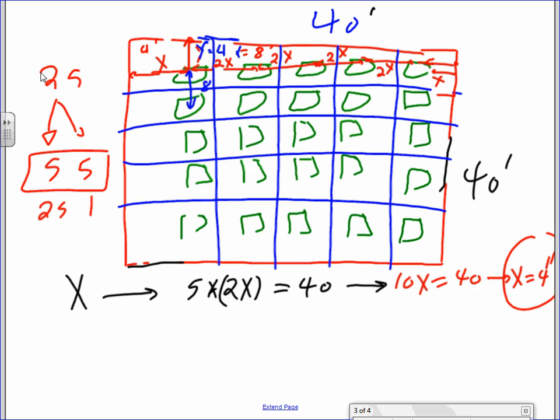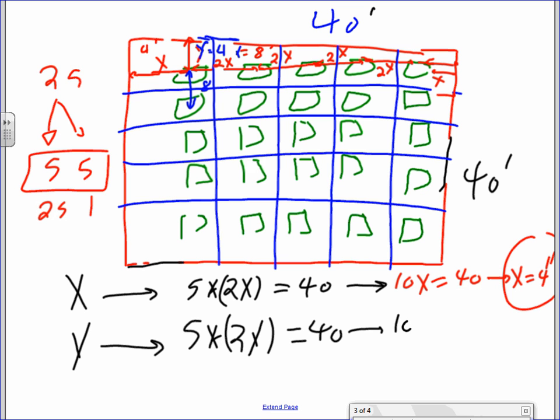Let's go to the y. To find the y, the same thing, guys. Here's my y. 5 times 2y equal 40. Same calculation. 10y equal 40, and y equal 4 feet. Let's do the y's over here too. So from here to here, guys, to the center. These are to the center. This is a y. This is 2y, 2y, 2y, 2y, and from here is a y.